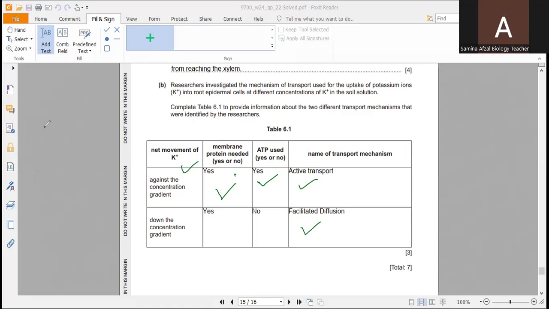So it was all about question number 156. In this way, we have completed paper 2.